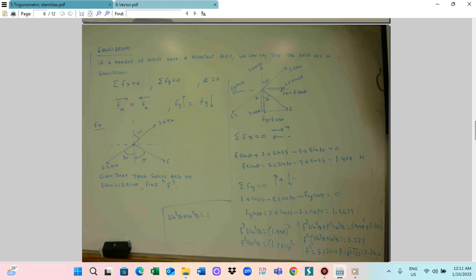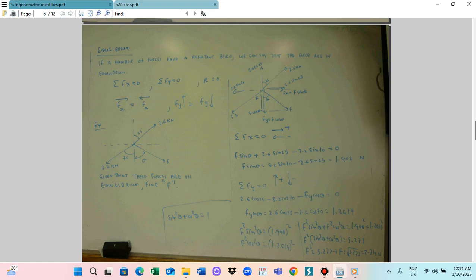So we got the things for the FA. So FA is equal to F sin theta, Fy is equal to F cos theta. But for the 3.2 kilonewton, we resolved it into the two components. 3.2 cos 70 is going downward, and 3.2 sin 70 is going to the left side. And also for the 2.6 kilonewton, 2.6 sin 25 is going to the right side, and 2.6 cos 25 is going outward. So we can resolve.